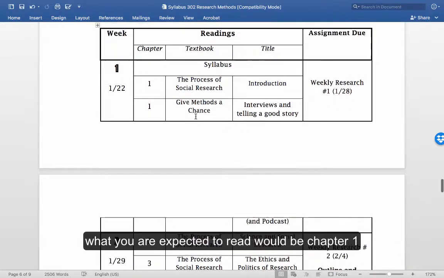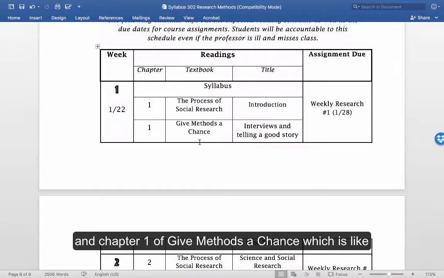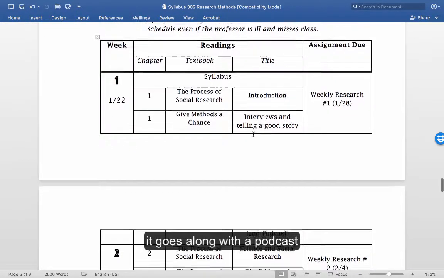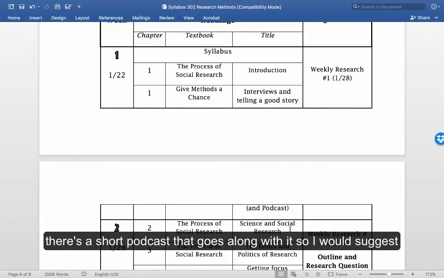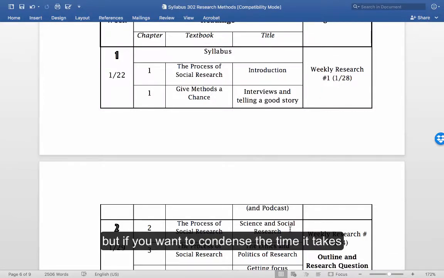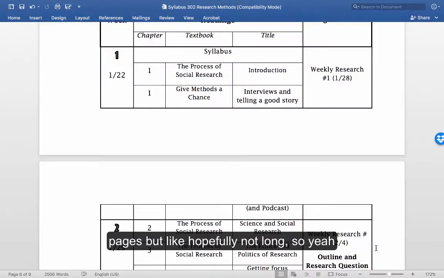And what you're expected to read would be chapter 1 of the textbook Process of Social Research, the syllabus, and chapter 1 of Give Methods a Chance, which is like maybe 4 pages, right? But it goes along with a podcast, because with each one of the Give Methods a Chance chapters, there's a short podcast that goes along with it. So I would suggest put on the podcast while you're reading the chapter, two birds, one stone, if you want to condense the time it takes to read them. I mean, I don't know how long it takes to read 4 pages, but hopefully not long.